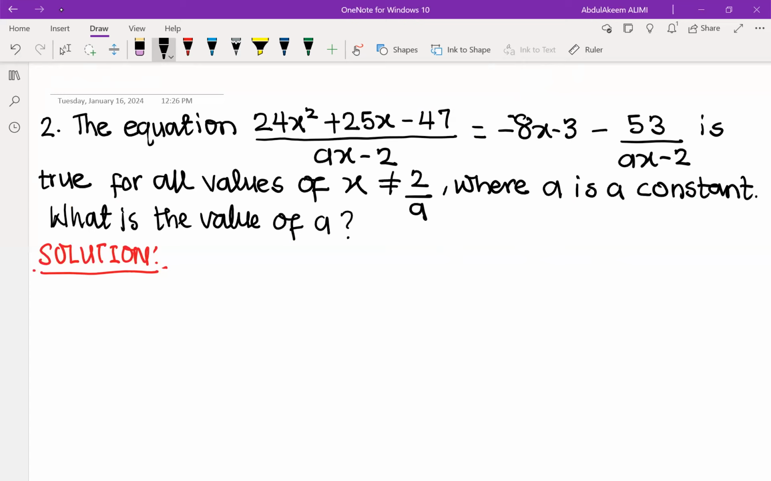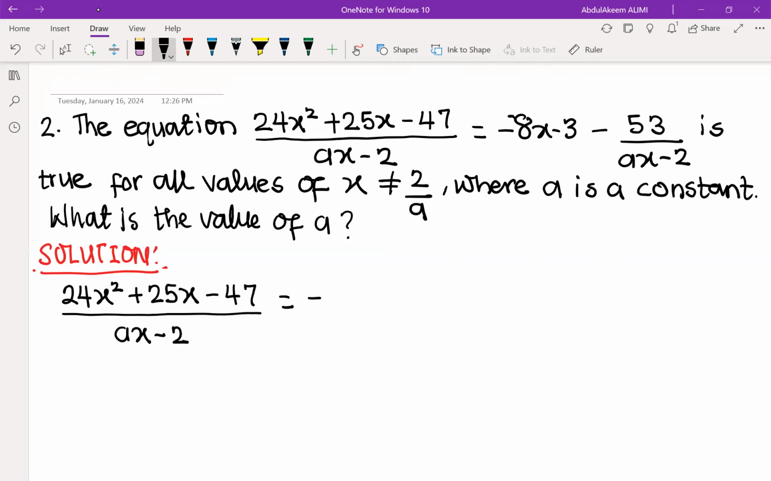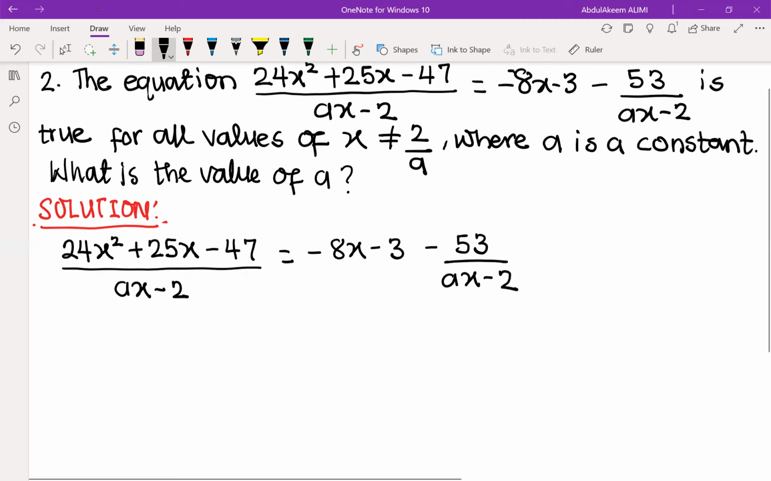Let's write out the question. So we have this to be 24x squared plus 25x minus 47 divided by ax minus 2 is equal to minus 8x minus 3 minus 53 divided by ax minus 2. What do we do here now?